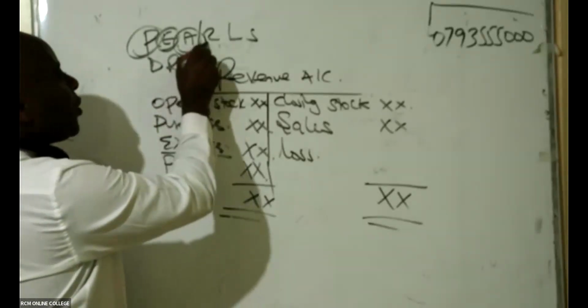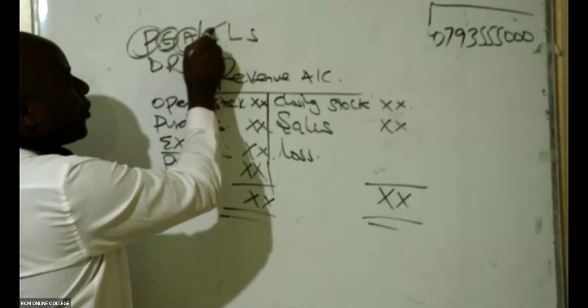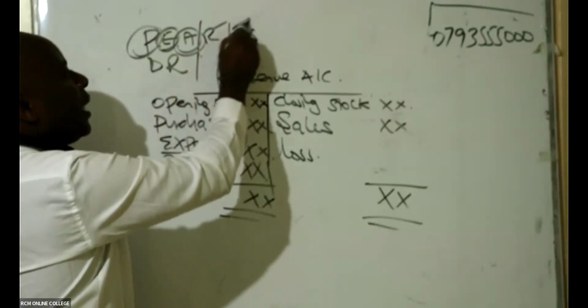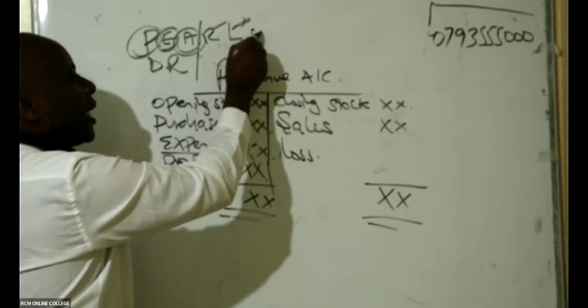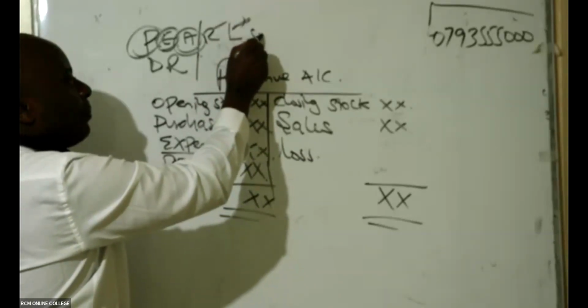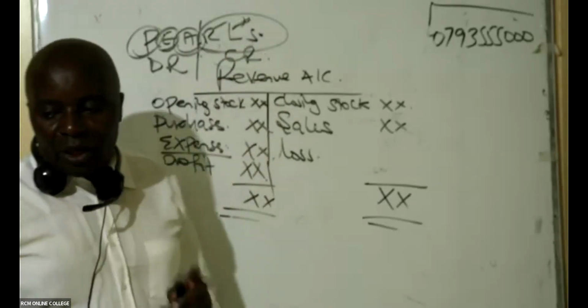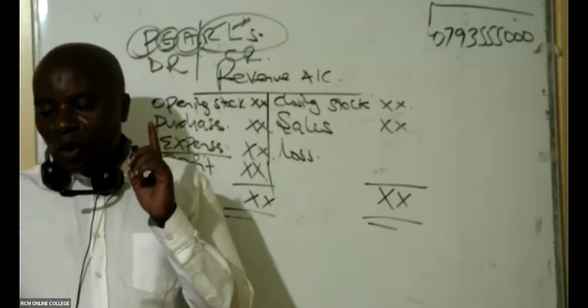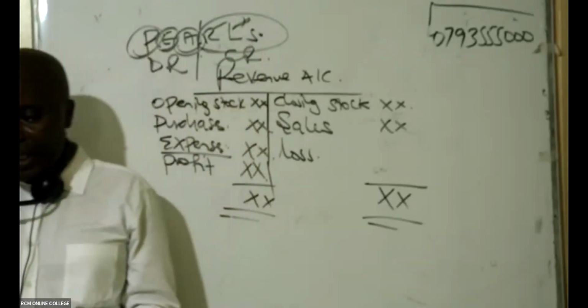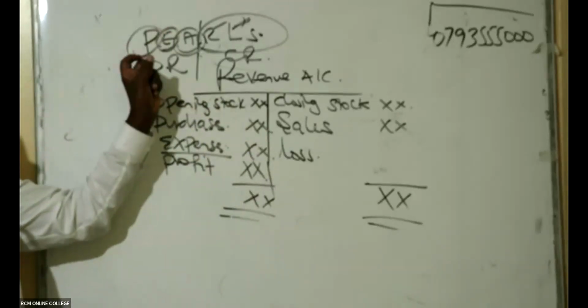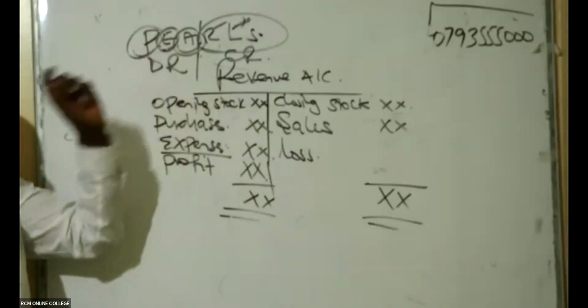And then we have these ones. These are revenues or sales. These are liabilities. This stands for share capital. These ones here shall always be what? They shall always be credited. I repeat, this is purchases, expenses, assets.